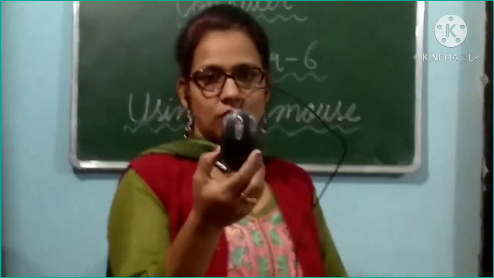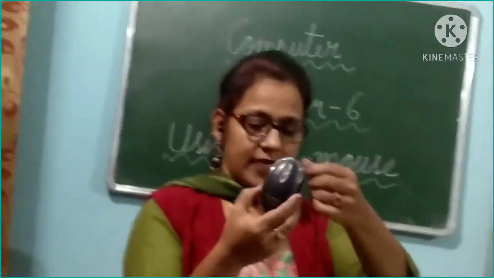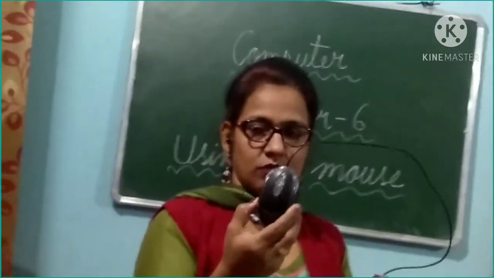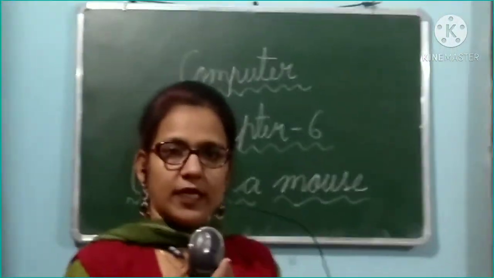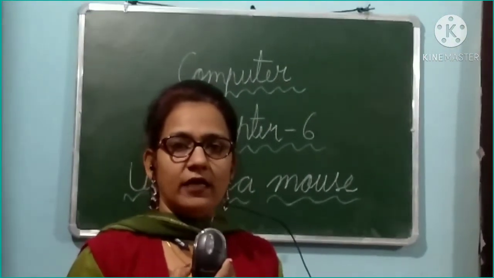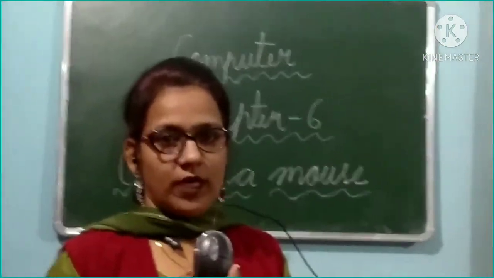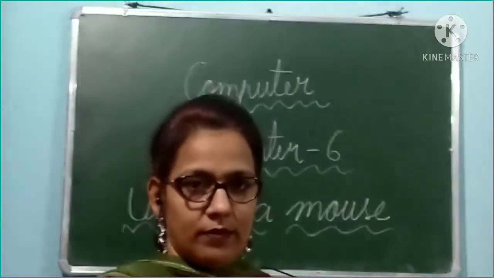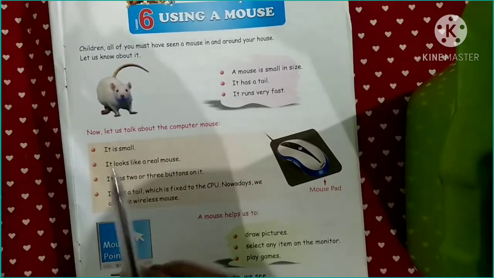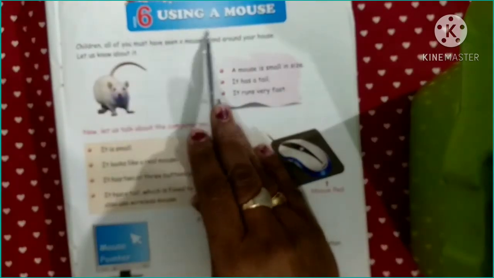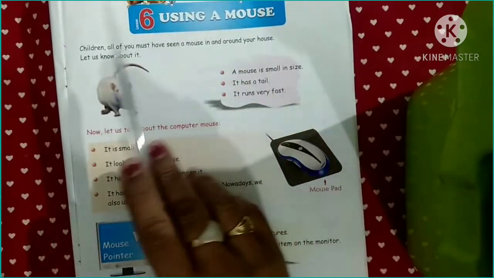Have you seen the mouse? So this is a computer mouse. It has a tail also, like a real mouse. Now get ready, take out your book with me and read the chapter. Okay, let's read the chapter. Chapter number 6, Using a Mouse.